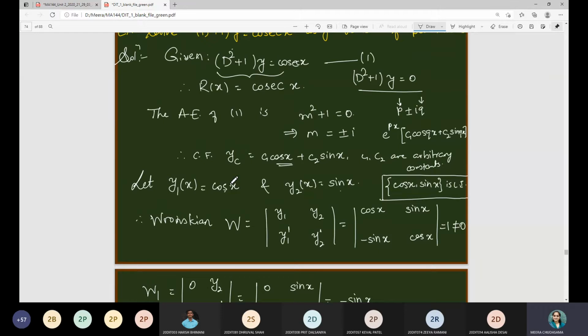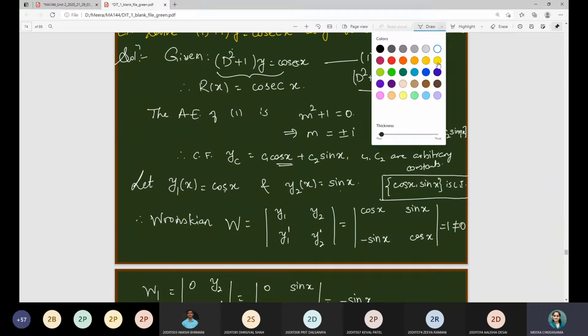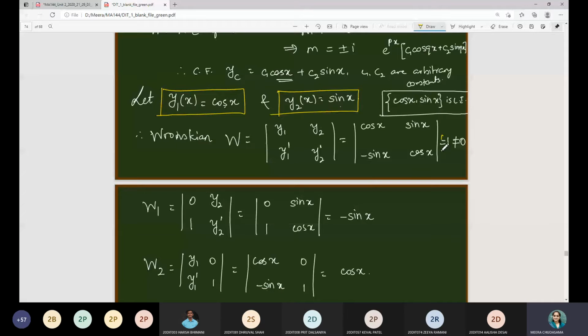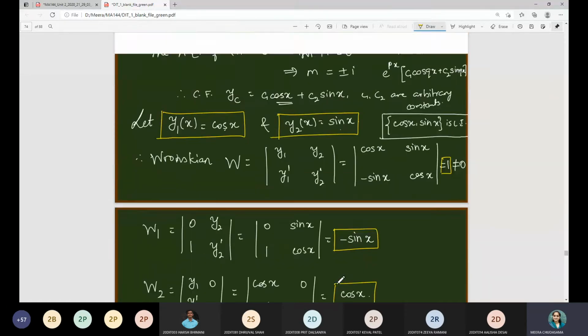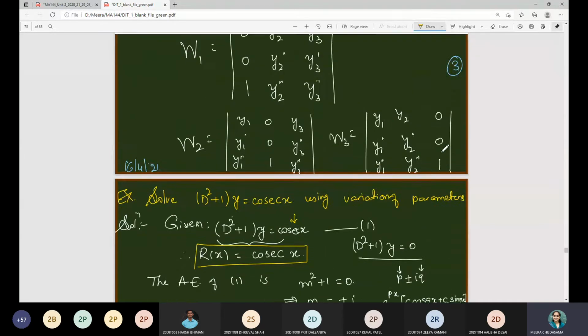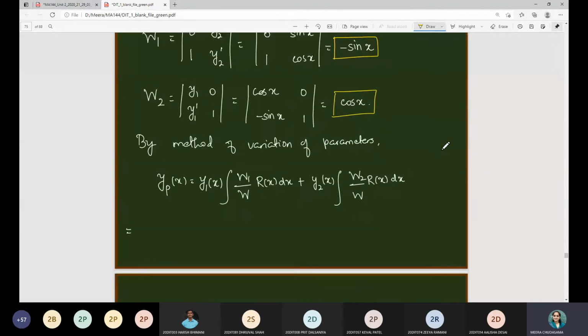So let us substitute these values. So y1 of x, what is it? Let me block these quantities. So this is y1 of x, this is y2 of x. W we have 1, W1 we have minus sin x and W2 we have cos x, right? And one more thing is needed, r of x, that is over here, which is the right hand side of the differential equation, right?